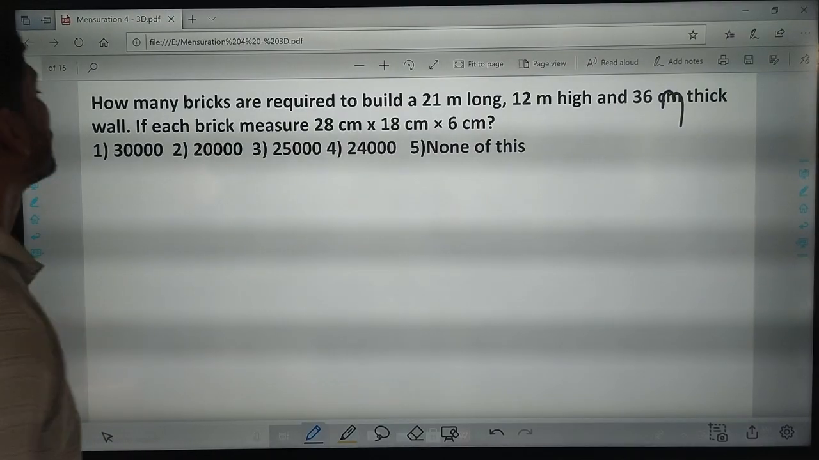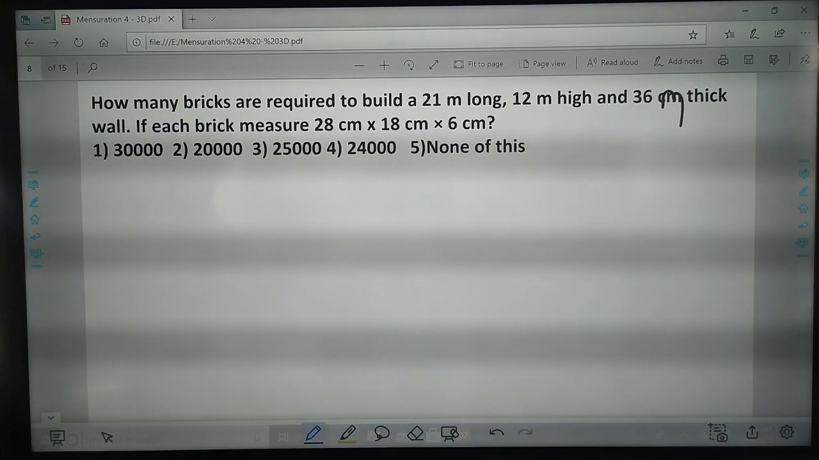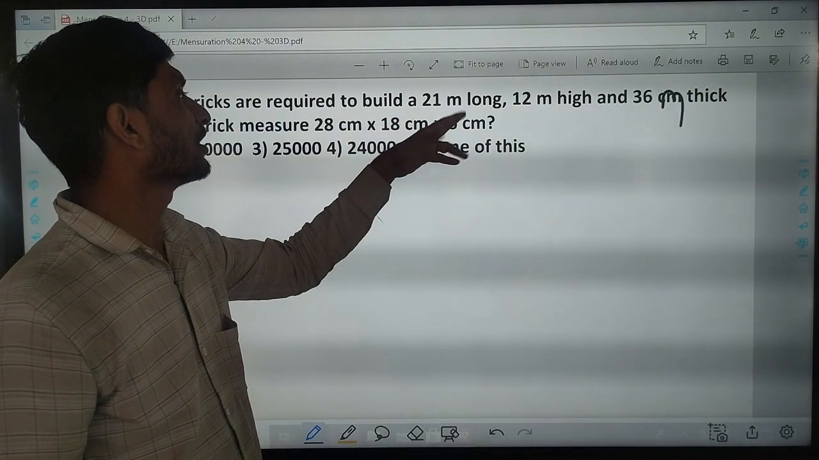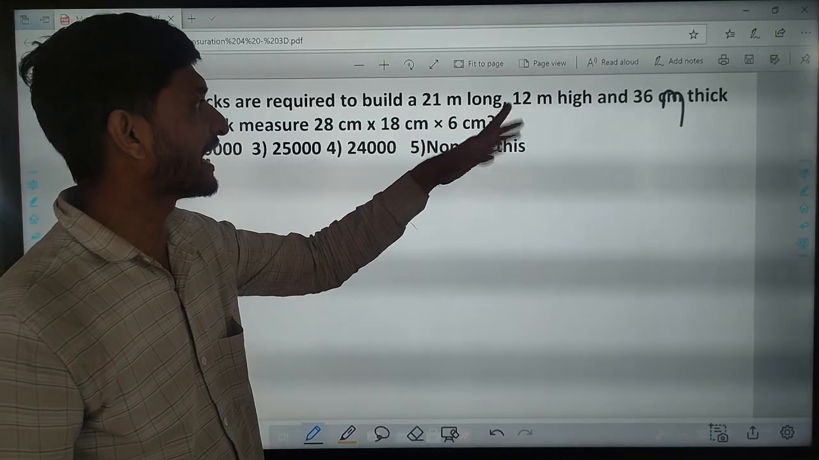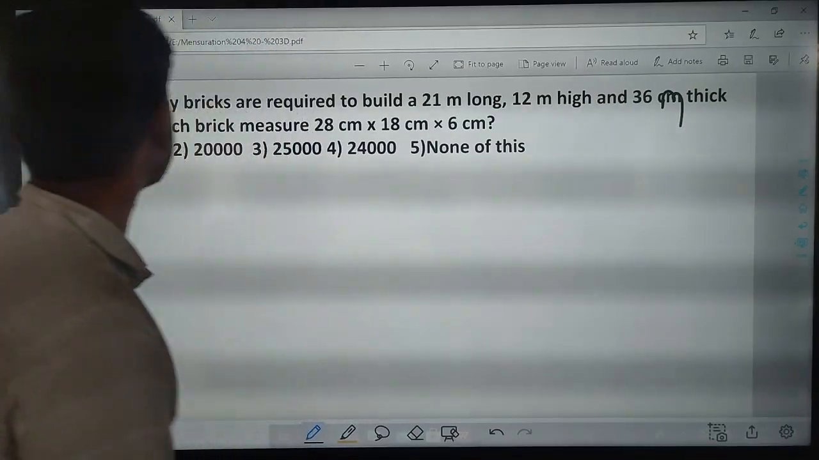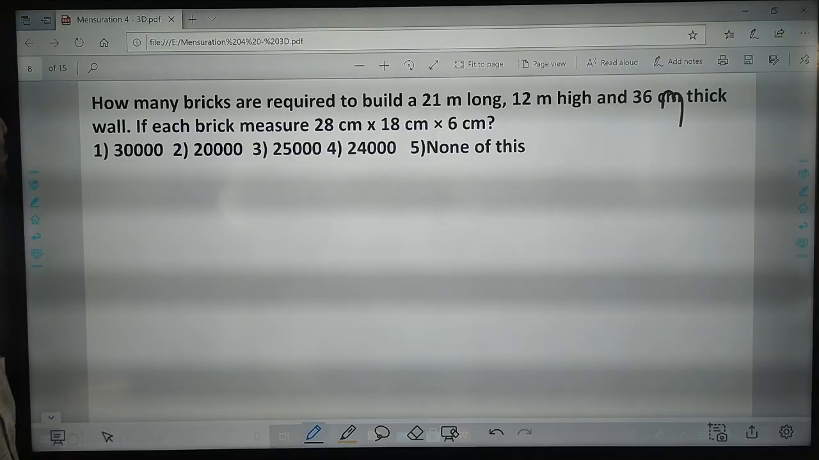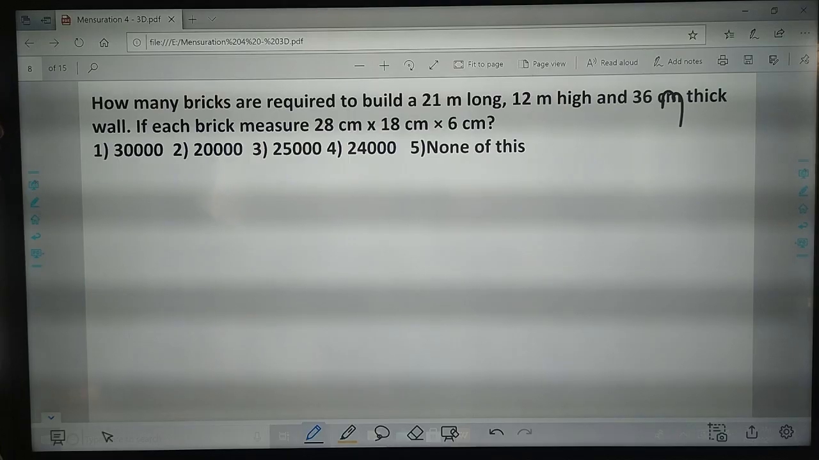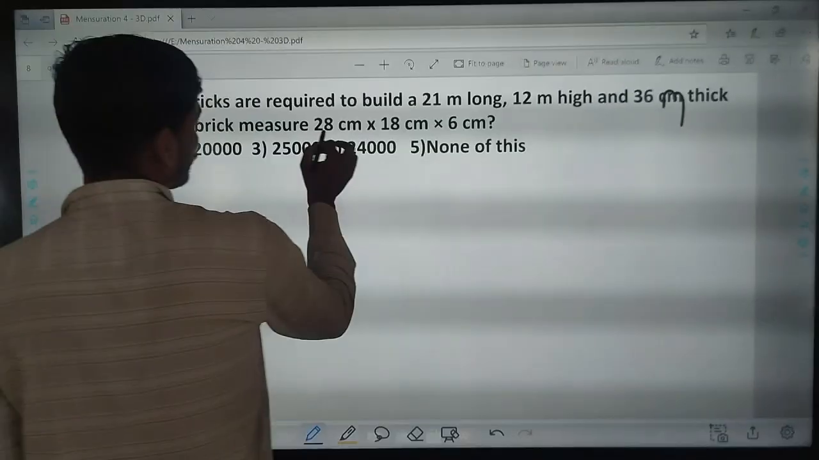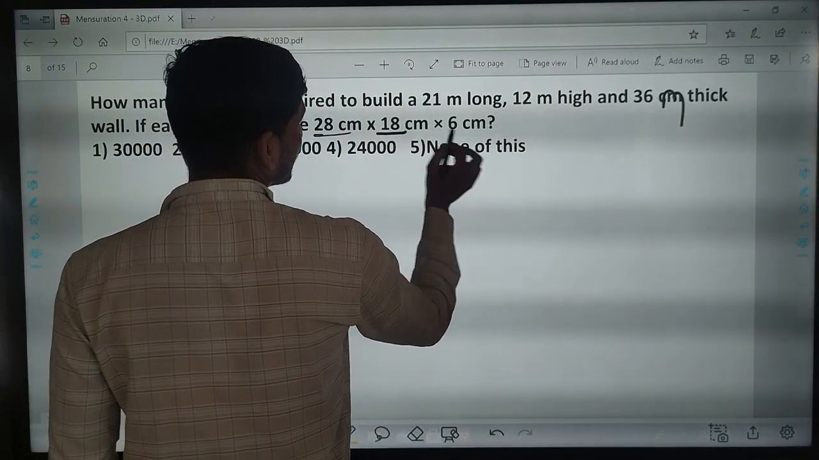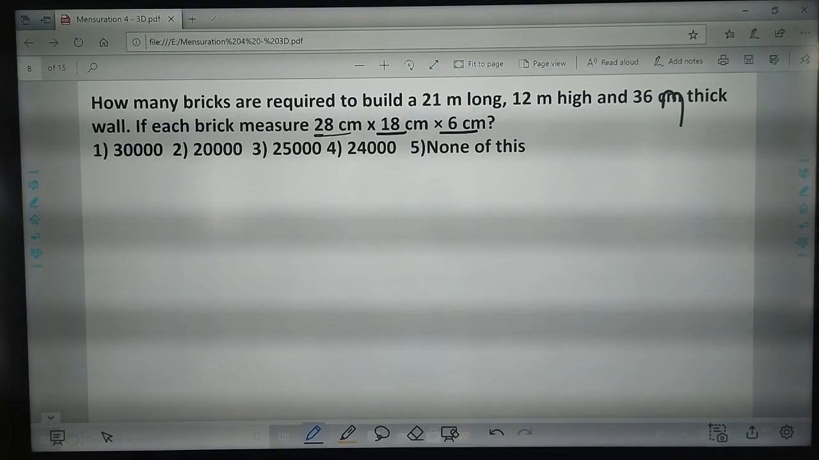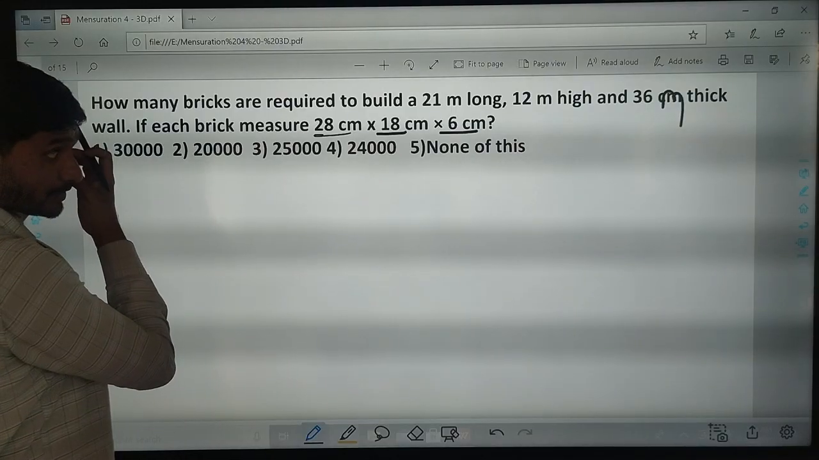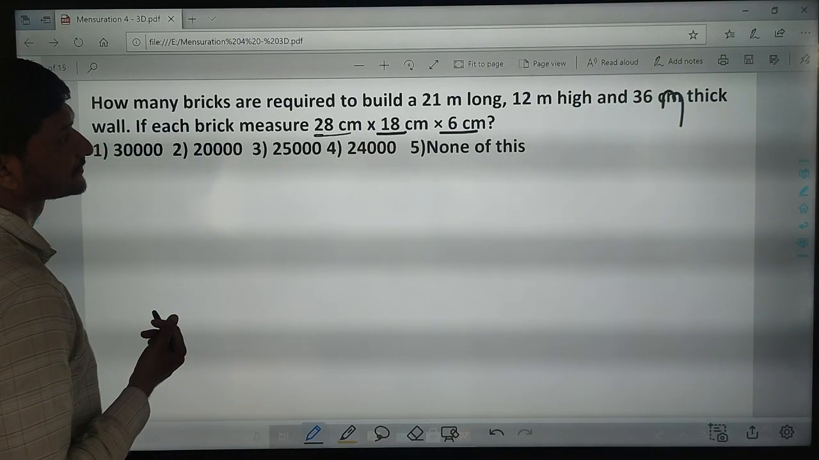Now here, firstly we find how many bricks are required to build a 21 meter long, 12 meter high and 36 meter thick wall, if each brick measures 28, 18 and 6. Now here we first find the volume of a brick.